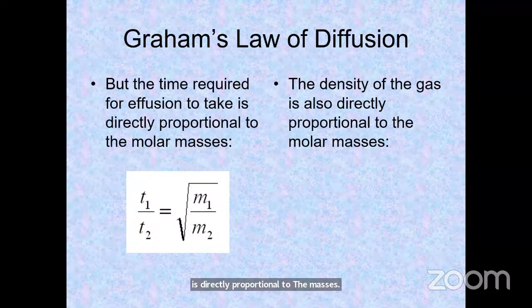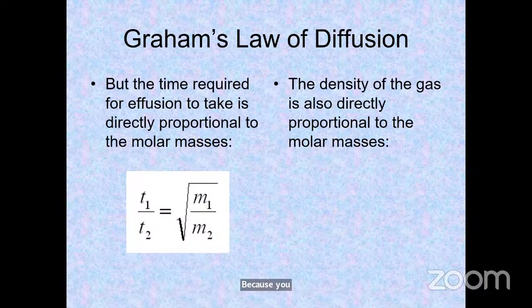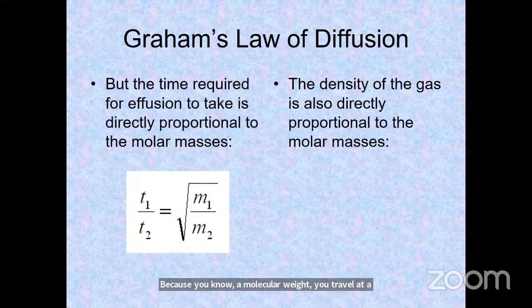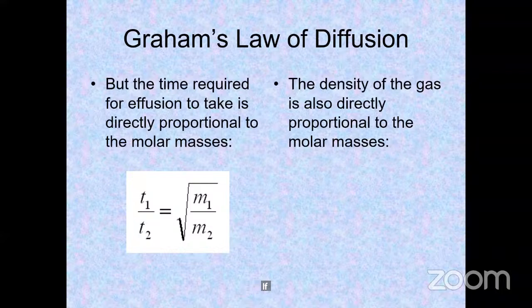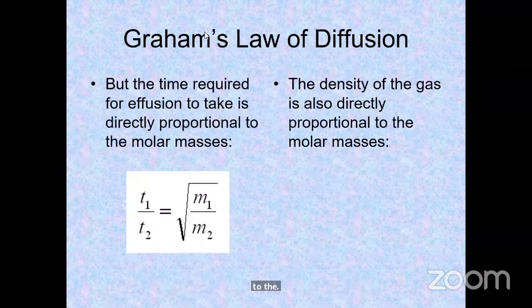Don't get confused. If it is the rate or the velocity, it will be inversely proportional to the molar mass, because the lower molecular weight will travel at a faster speed. A faster speed means a shorter time to get to where it is going. That is why time is directly proportional to the molar mass, while the rate is inversely proportional to the molar mass. I hope we are clear. I hope we are following.